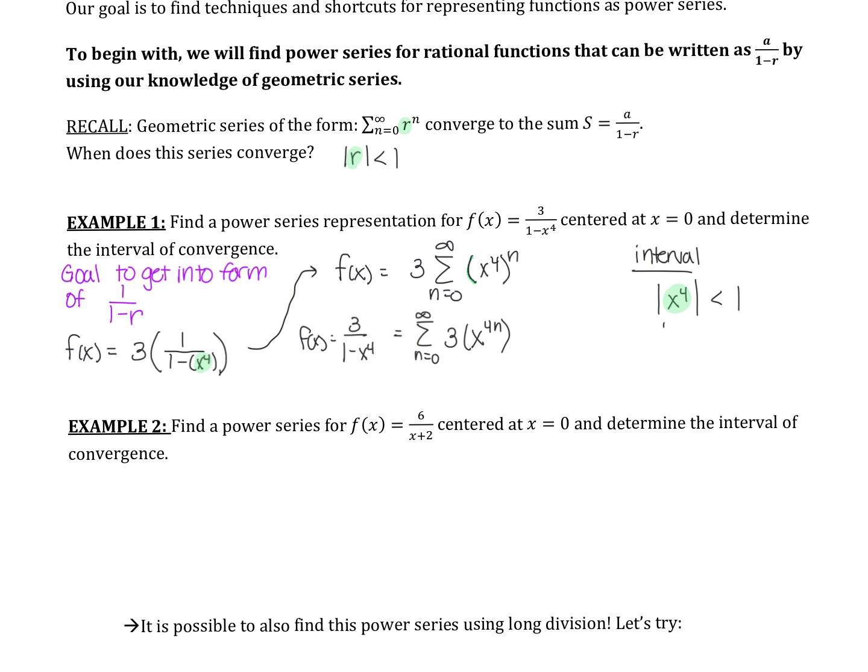Well, if the absolute value of x to the fourth needs to be less than 1, then we know that the absolute value, if I take the fourth root of both of these, of x needs to be less than 1, which means that x would need to fall between 1 and negative 1.